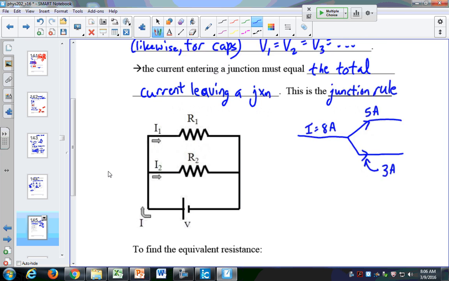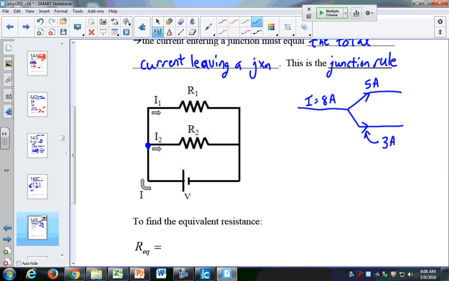So looking at this circuit, I would pick a junction. I have a current I coming into it. I have currents I1 and I2 leaving that junction. Over here, I would write it a little bit differently. I would say I1 plus I2 is equal to I. But those are applications of the junction rule, that the incoming current equals the outgoing current.